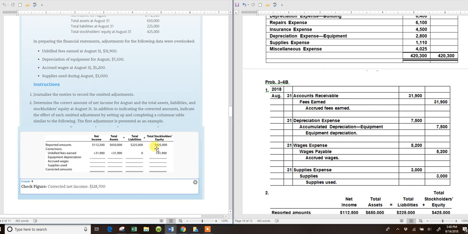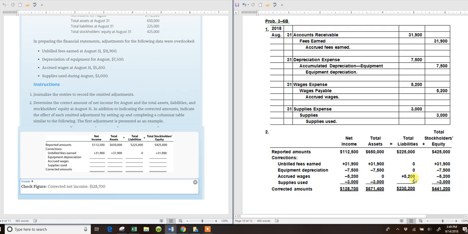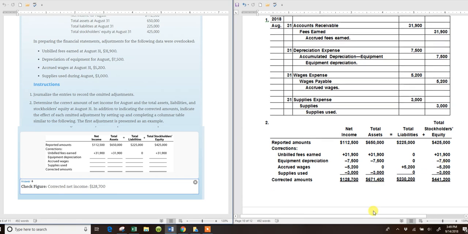Wages expense makes my net income go down, so it makes my stockholders' equity go down. And my liability, I'm crediting those, so I'm increasing my liability. So my liabilities are going up. Supplies expense makes my net income go down. Stockholders' equity, therefore, also goes down. Expenses make stockholders' equity go down. Supplies is an asset. I'm crediting an asset, so it goes down. So you can see those effects on it.